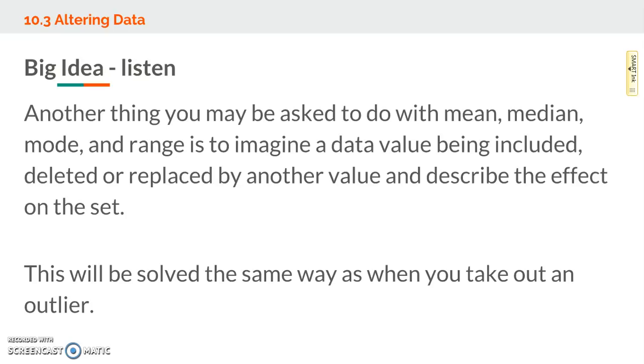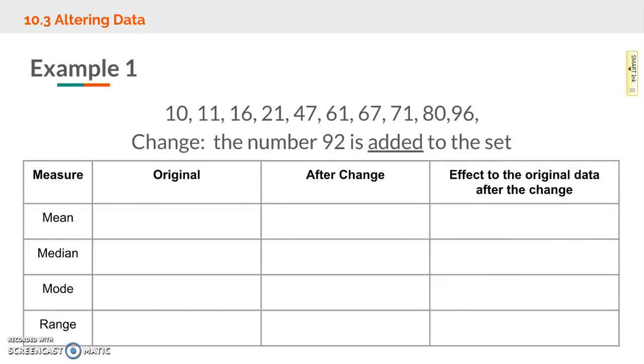We're going to create the chart. We're going to create the columns to go through it and show as much work as possible. All right, so you see here our chart, and yes, I do expect you to put this in your notes, so feel free to pause as we go and make sure you have all this information down. Here's our data set. We have 10, 11, 16, 21, 47, 61, 67, 71, 80, and 96.